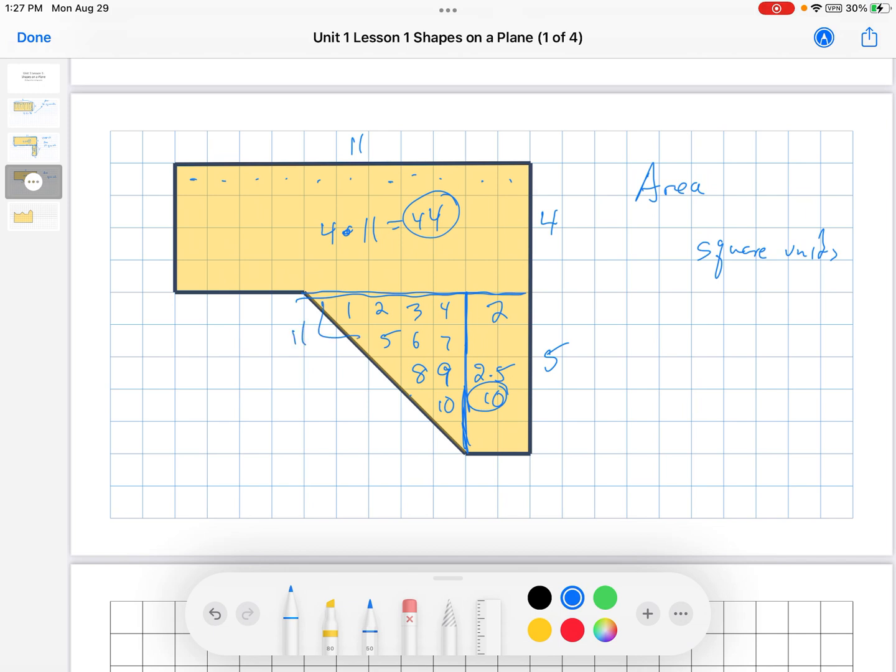Now let me put together the half squares. That makes 11, those two halves, and that half makes 12. And then this little half is just a half. So altogether, that's 12.5. All right, we have 44, we have 10, we have 12.5. Well, 4, 5, 6 and a half. That means the area of this is 66 1/2 square units.